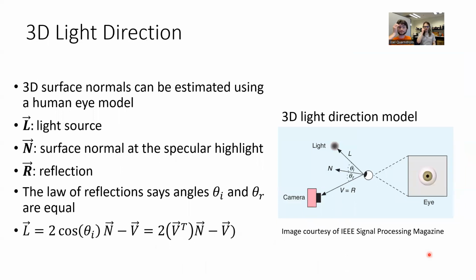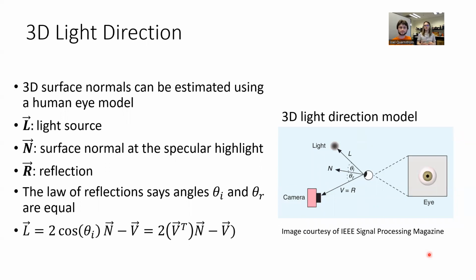A more advanced way of doing this is through 3D light modeling or 3D light detection. This is more than just saying whether it's coming from one side or the other, but actually trying to figure out a more precise direction of the light. And this is done through a model of the human eye and trying to figure out how the light reflects off of the eye.